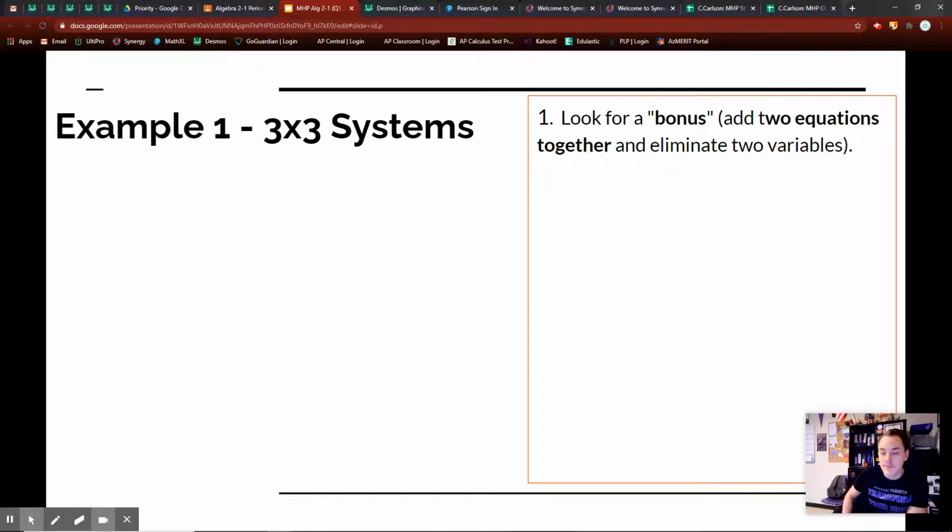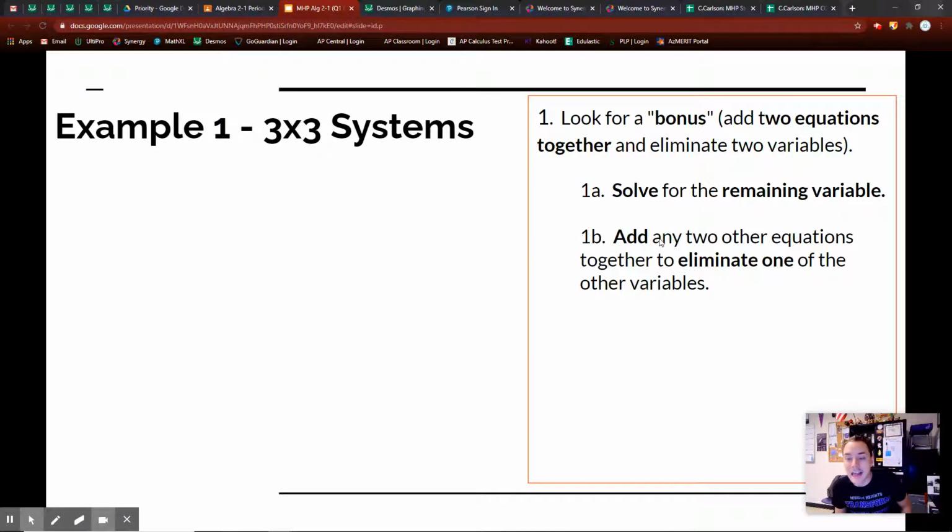What are these steps? First of all, example 1, we're going to look for what we call a bonus. What's a bonus? A bonus is when you add two equations together and eliminate two variables. That is amazing. If you can do that, wow. You know, if you have a bonus, you can add two equations together and eliminate two variables, so you already have the third one. That's awesome. If that's the case, you're going to solve for the remaining variable, the one variable that you're solving for.